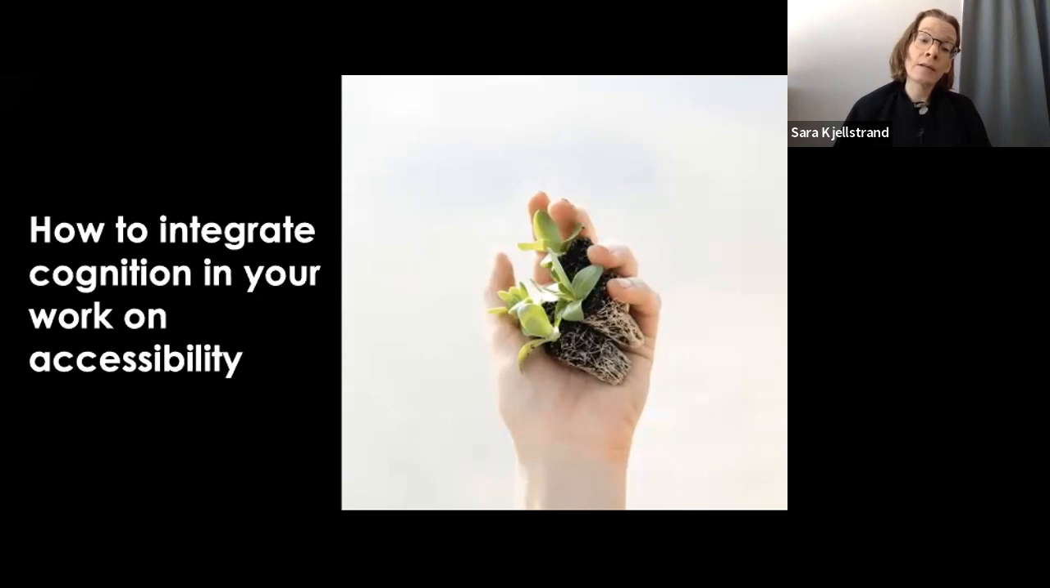So how to integrate cognition in your work on accessibility. This is really the practical part of accessibility. And we have seen some insights on the practical tips here as well.